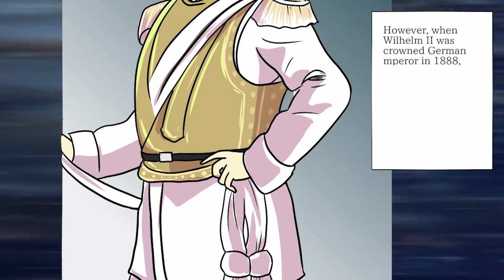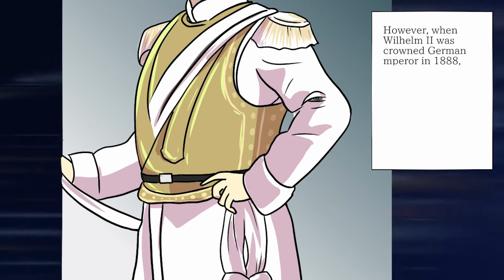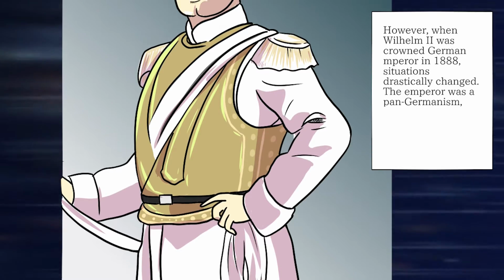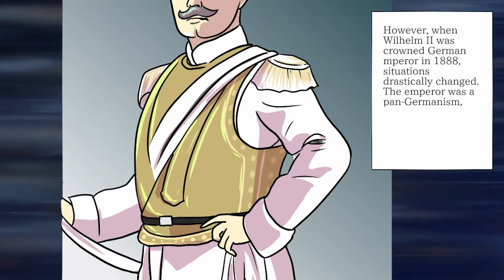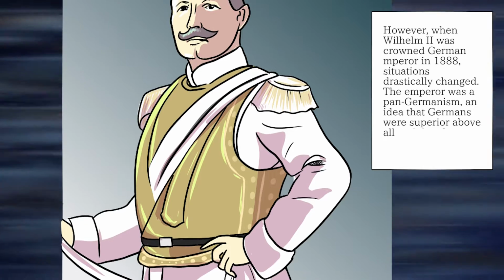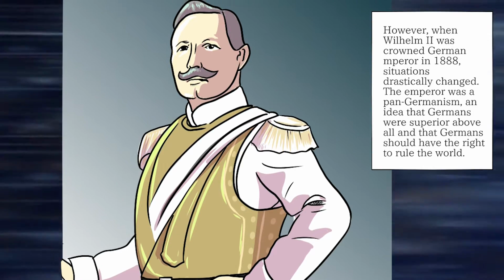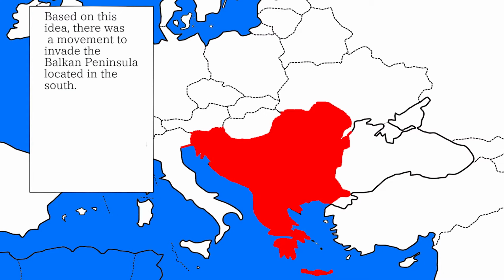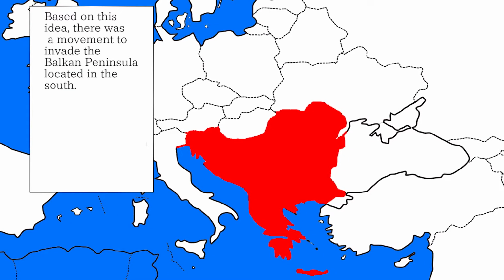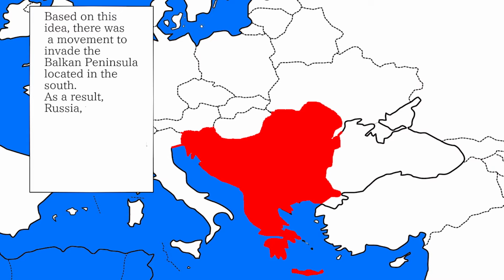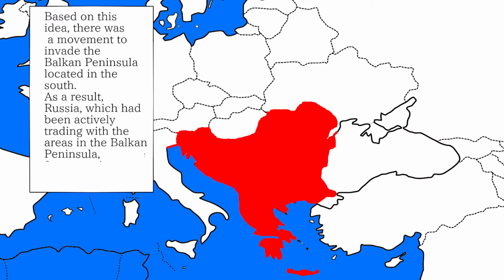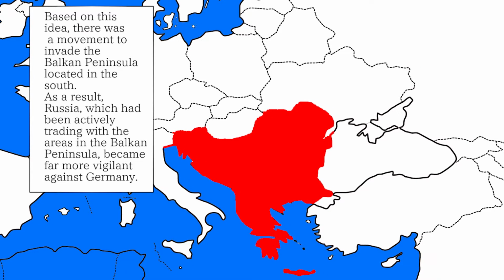However, when Wilhelm II was crowned German emperor in 1888, situations drastically changed. The emperor held pan-Germanism views, an idea that Germans were superior above all and that they should have the right to rule the world. Based on this idea, there was a movement to invade the Balkan Peninsula located in the south. As a result, Russia, which had been actively trading with the areas in the Balkan Peninsula, became far more vigilant against Germany.